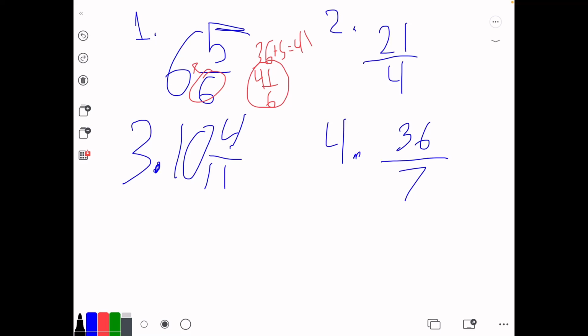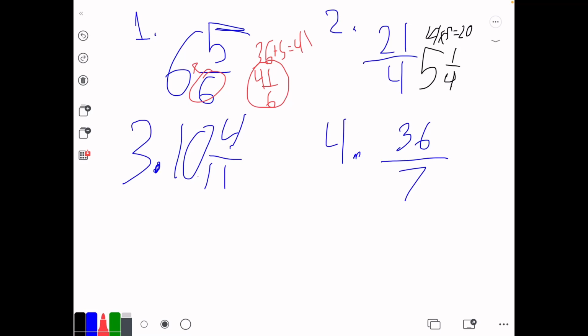Now for this one, the closest number would be 20. So 4 times 5 equals 20. So 5 is your whole number. Now you need one more to get to 21. So 1 is your numerator over your denominator.